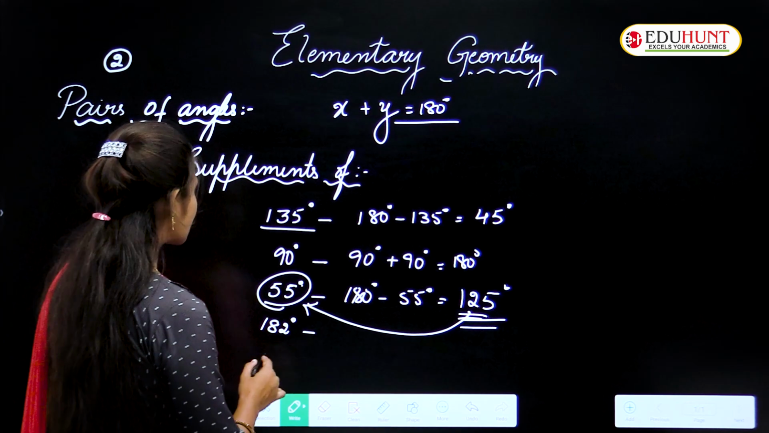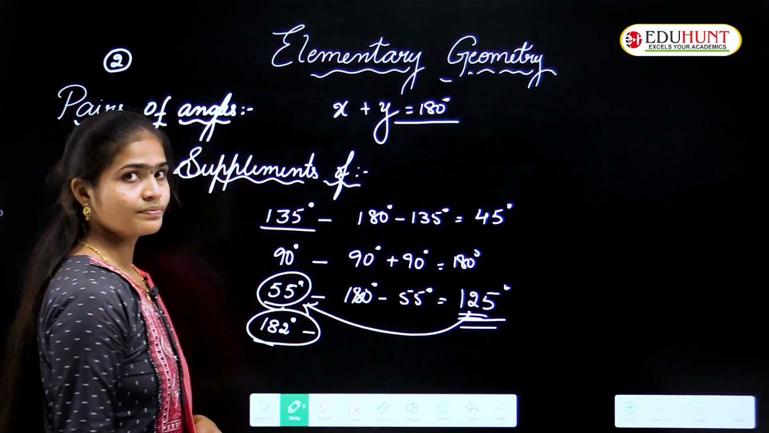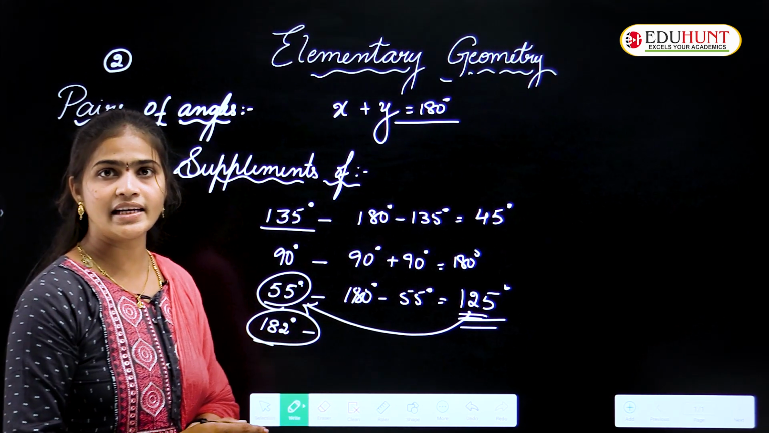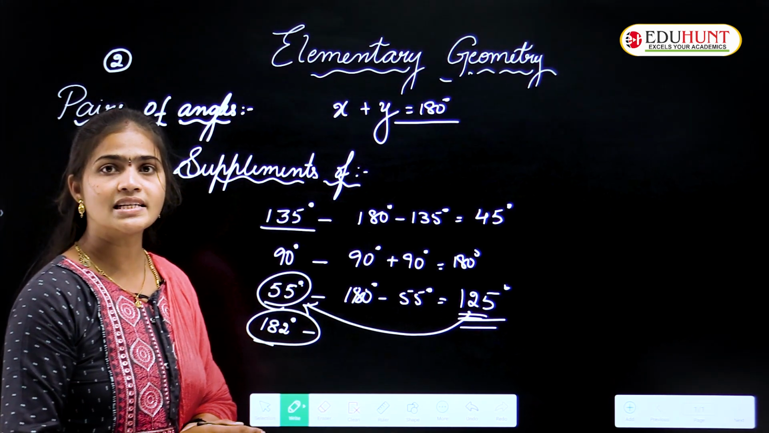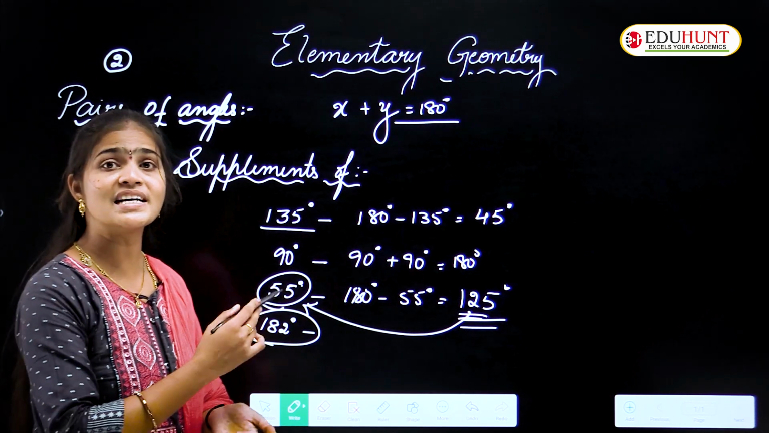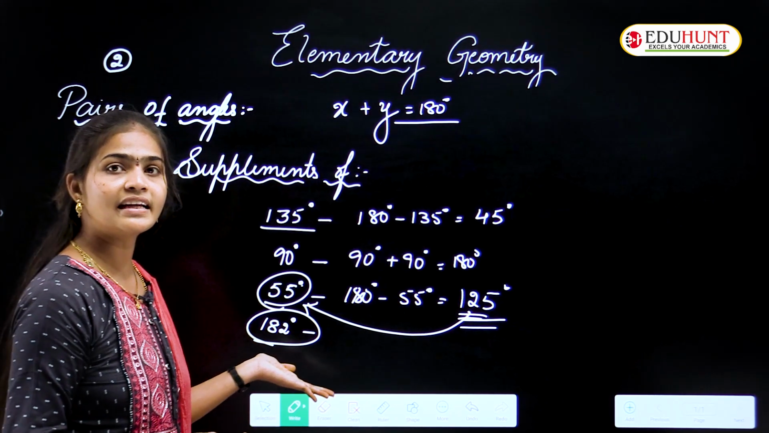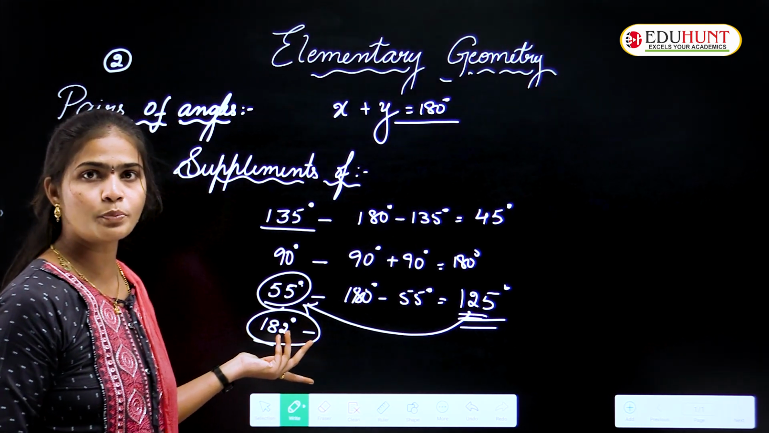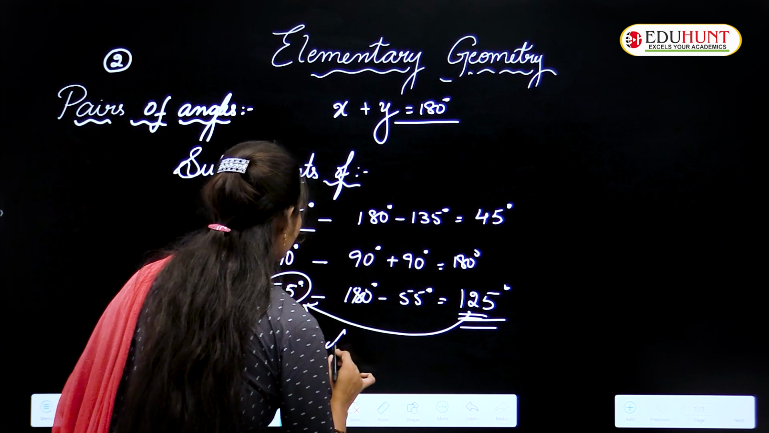Next, 182 degrees. Just observe that 182 degrees is greater than 180. What we are saying is that the sum of those angles must be equal to 180, but here they have given more than 180. So is it possible here? Not possible. So this does not exist.